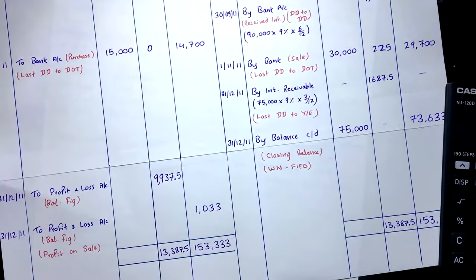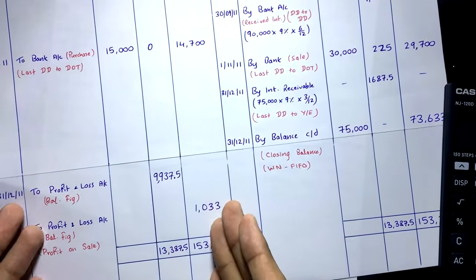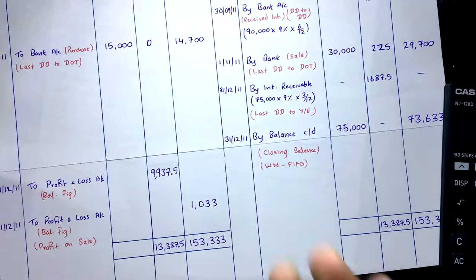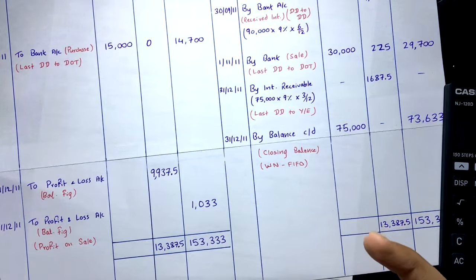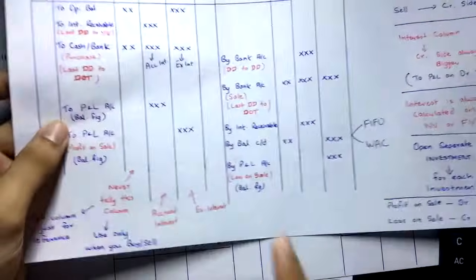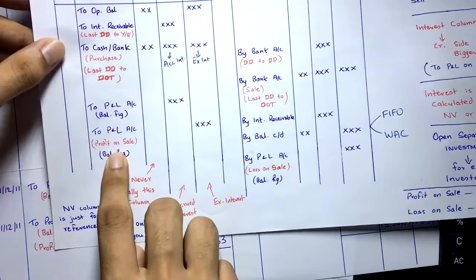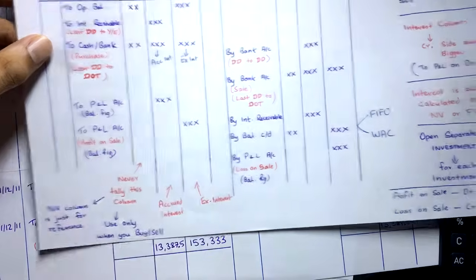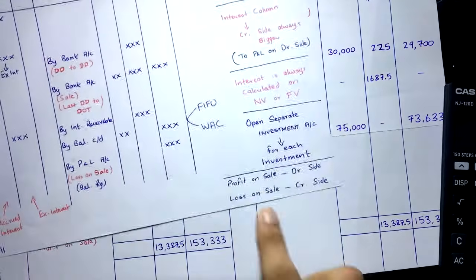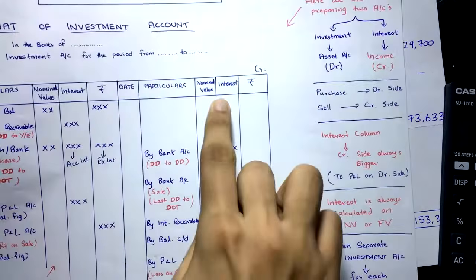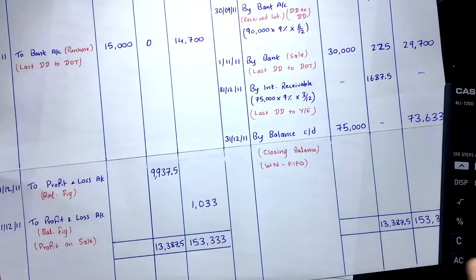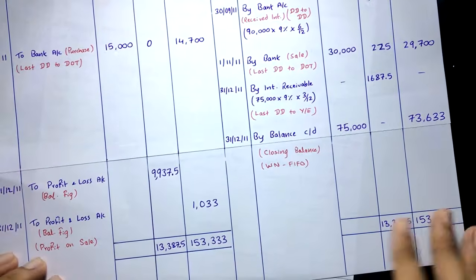Whenever we get a balancing figure on the debit side, that's profit on sale, and whenever we get a balancing figure in the investment account on the credit side, that's what? That's loss on sale. See the format here, loss on sale on the credit side and profit on sale on the debit side. And you know, right, the interest column will always be bigger. Okay, keep that in mind. The credit side column will always be bigger, right? So this is it. This is what you have to do.